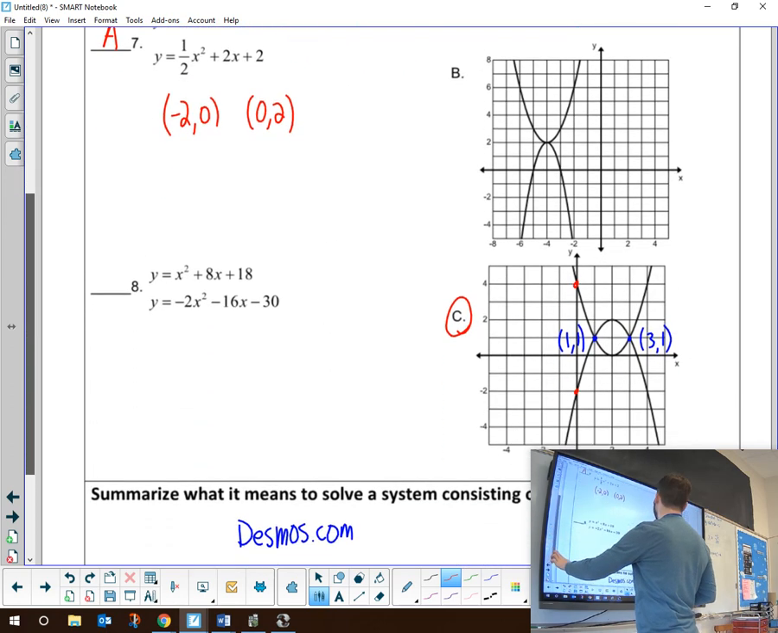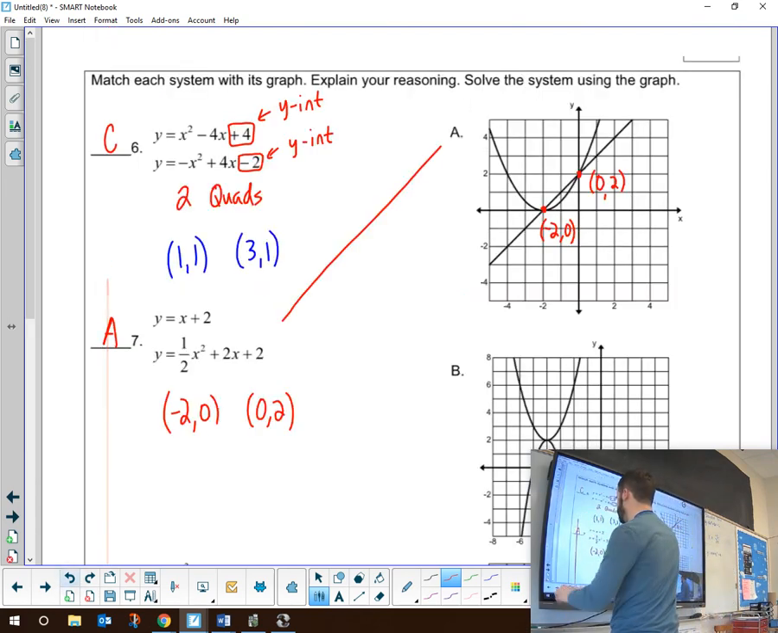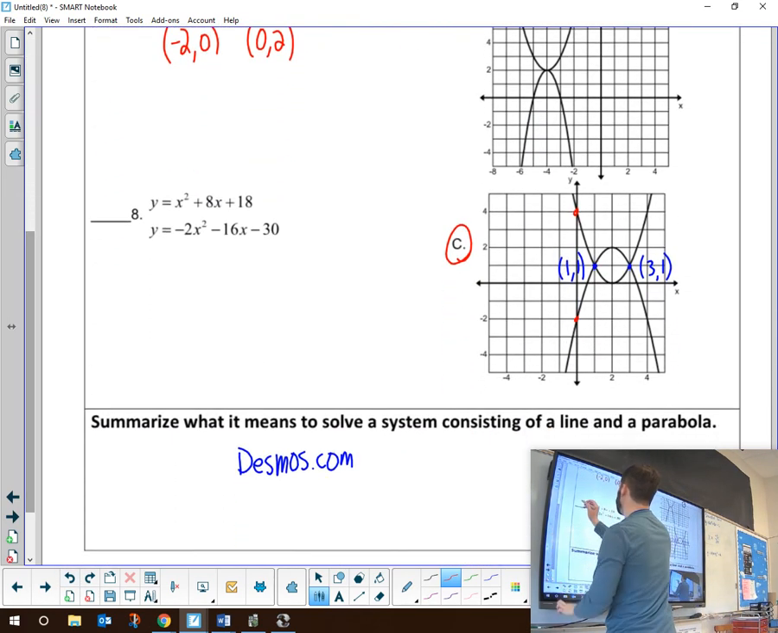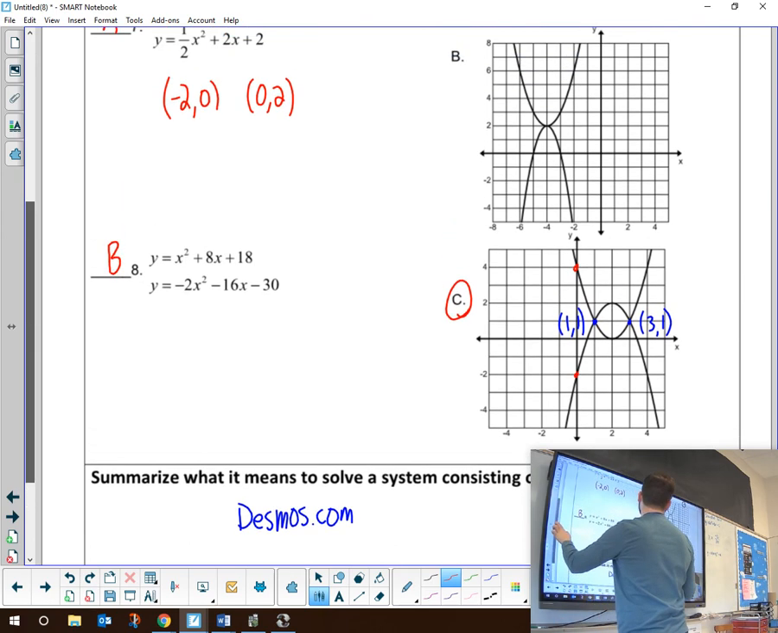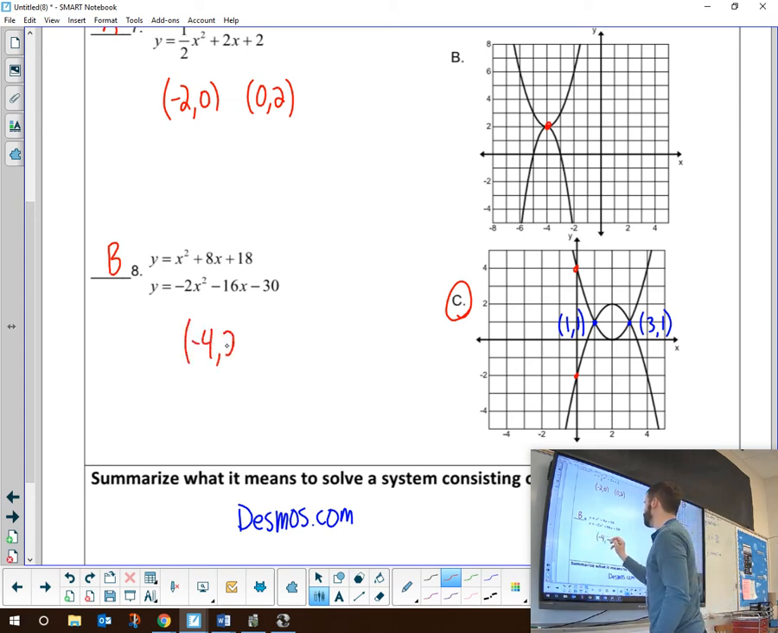Okay, our last one, number 8. Number 8, we know it's B. We have 2 perfect quadratics here. We could find our axis of symmetry. We could find our vertex using negative b over 2a. We have all of those resources available to us. So all I need to do here is find where they intersect. We know this one is B, and we can see that they intersect only at one point, right there at negative 1, 2, 3, 4, up 2. So that one's going to be at negative 4, 2.